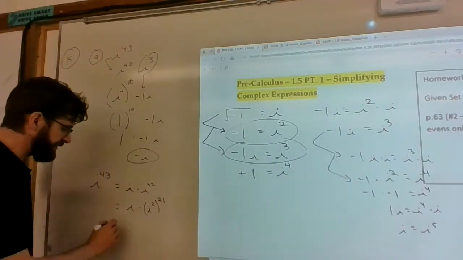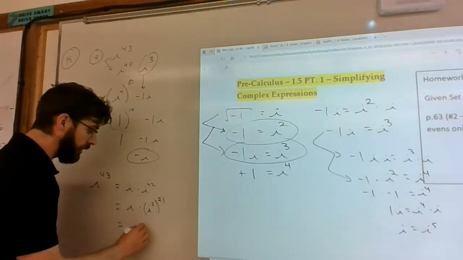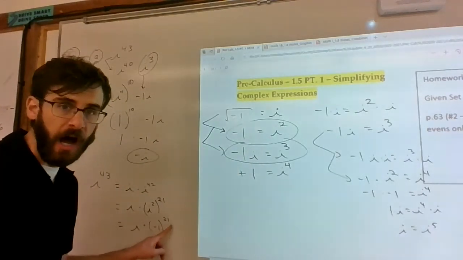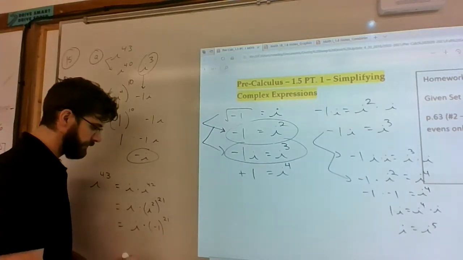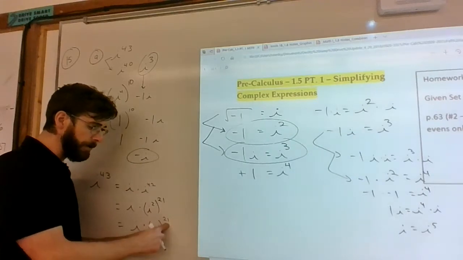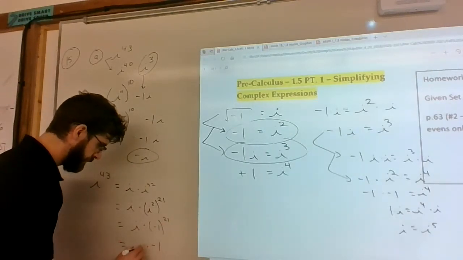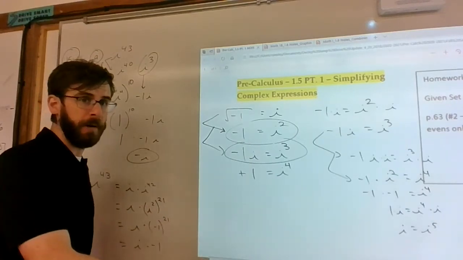And what that does is it says, okay, i squared is negative 1. All I got to know are the rules of what happens to a negative when you take it to an odd power versus a negative taken to an even power. Take negative 1 to an odd power, it stays negative 1. Take negative 1 to an even power, and it forces it to positive 1.